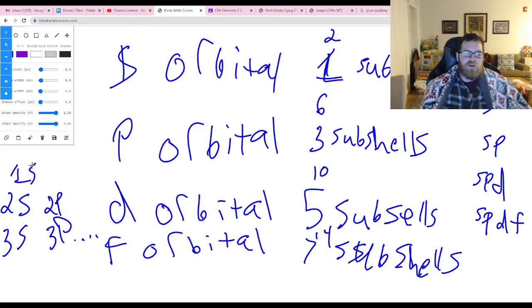So this 1s here can hold 2 electrons, this 2s can hold 2, this 2p can hold 6 in total due to its 3 subshells. The 3s can hold 2, the 3p can hold 6 in total due to its 3 subshells.